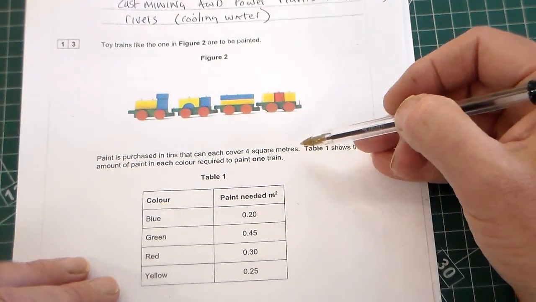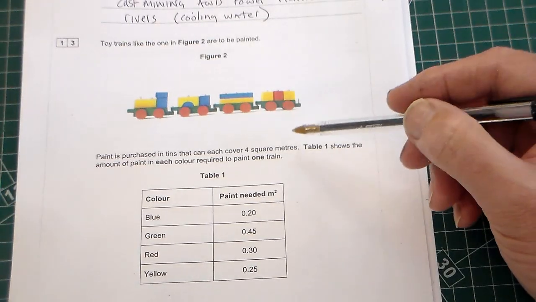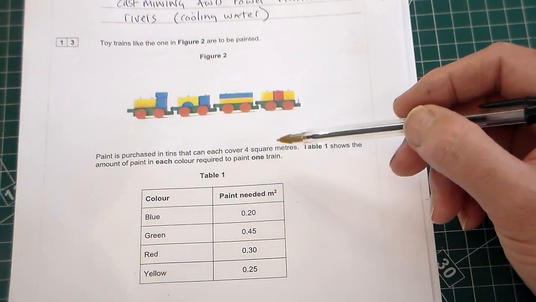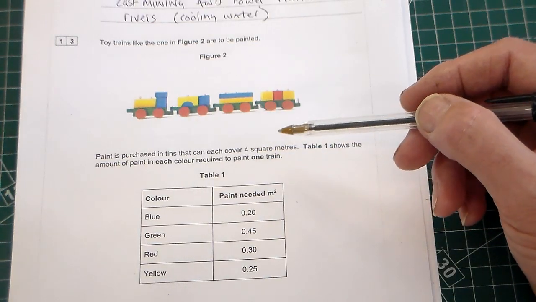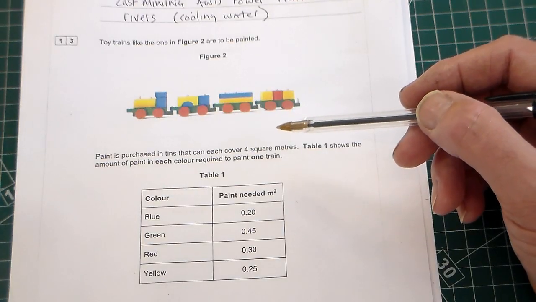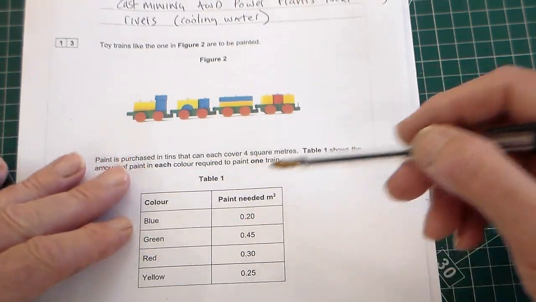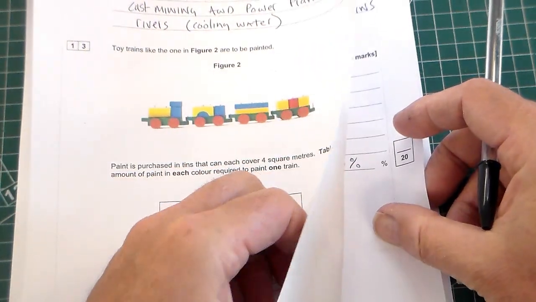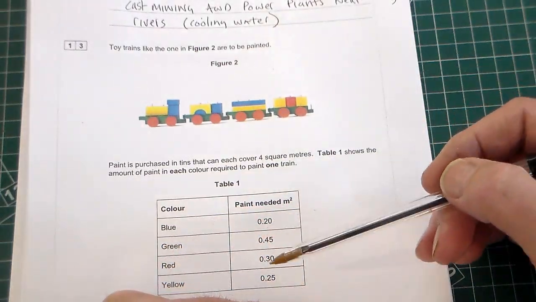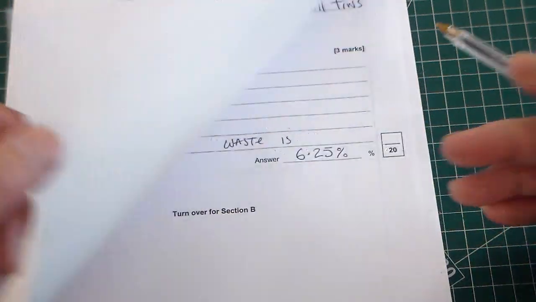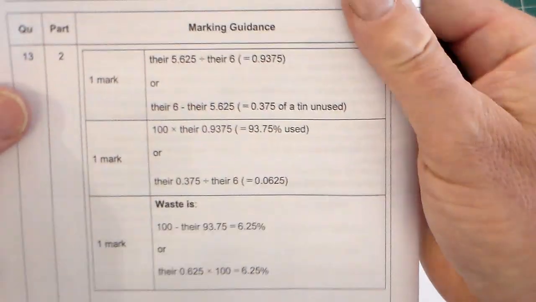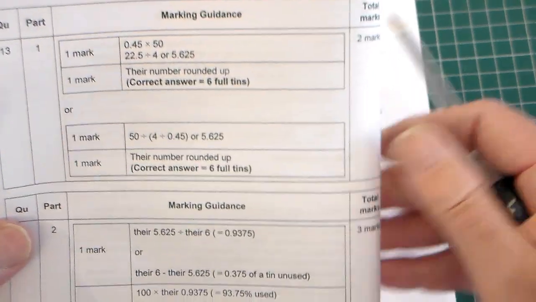So this says paint is purchased in tins that can cover 4 square meters. Table 1 shows the amount of paint in each colour required to paint 1 train. And quite often, really commonly, they're about materials or volumes or areas. So if you want to do some maths revision, look at areas and volume, because they're quite often related to that. So I've got the answers here. I've just written the answers here. Here's the mark scheme. So if you want to take a look at that, I'll go through.